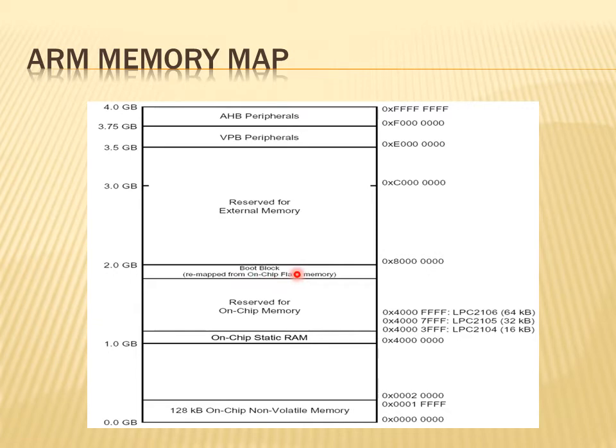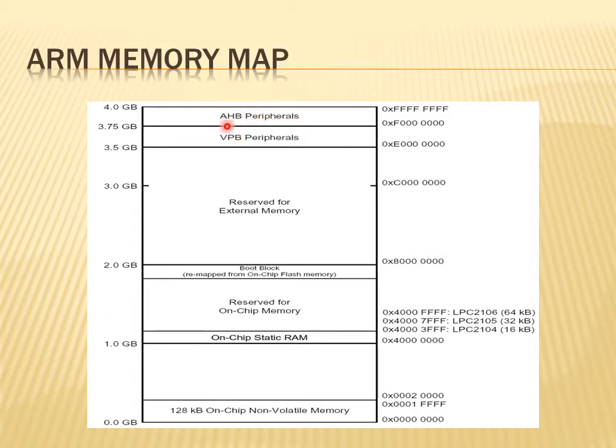So the bootloader program is available in this area, reserved for the external memory. Then this area is entirely available, 3.5 GB to 3.75 GB. The addresses are shown here. This is available for the VLSI peripheral bus. So those are the peripherals connected with this particular bus. Of course, this information we will get in the LPC2148 datasheet.